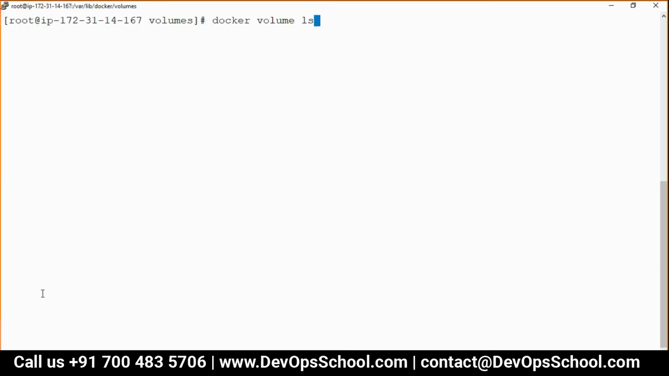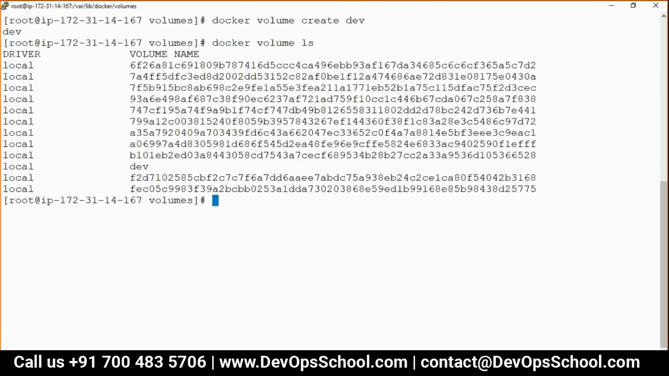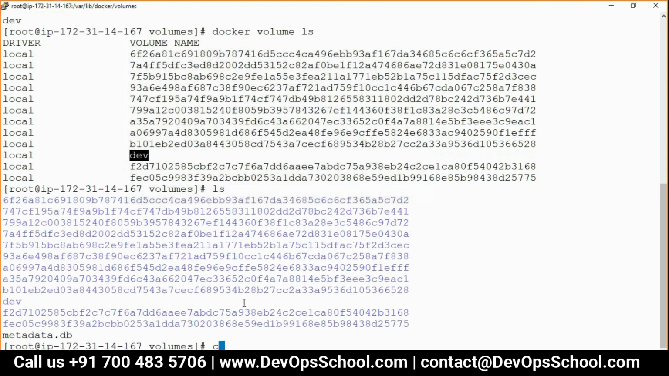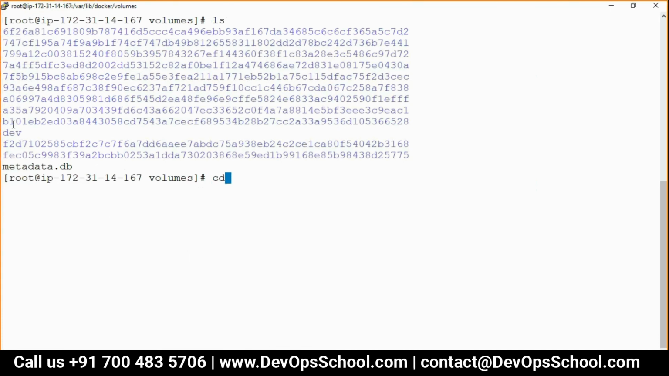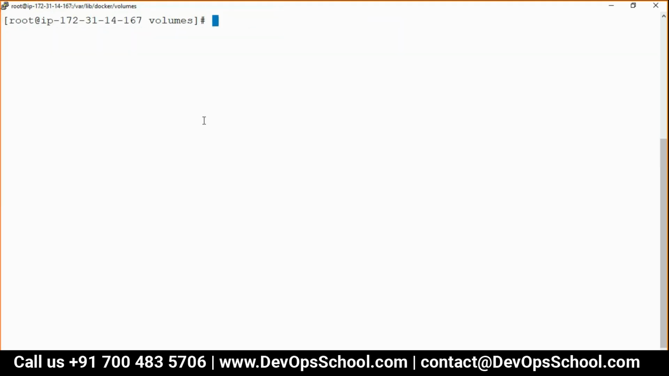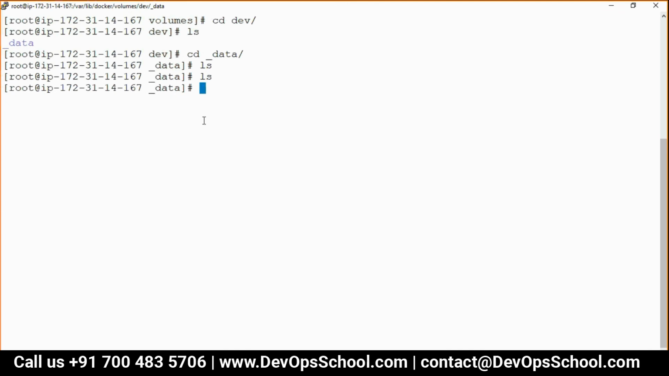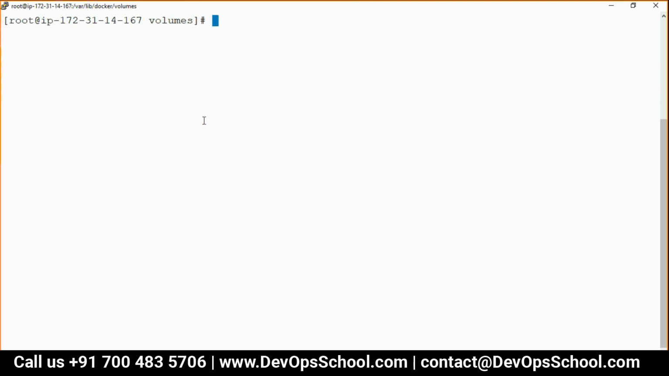So how can we create a volume? docker volume create, what volume? For dev, I created a volume. ls. See here, dev, local volume. It's empty. Clear the screen. See that here, dev. This volume is empty. Nothing is there. cd dev, cd data. Nothing is there. You see? Nothing is there. Correct? So I can create many volumes actually.